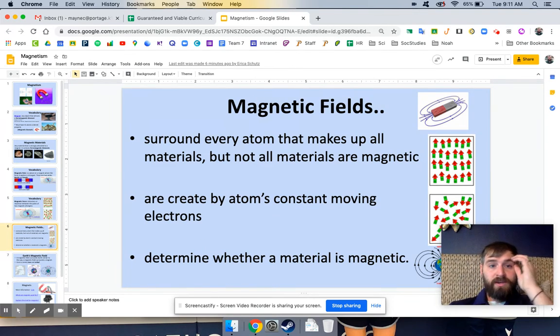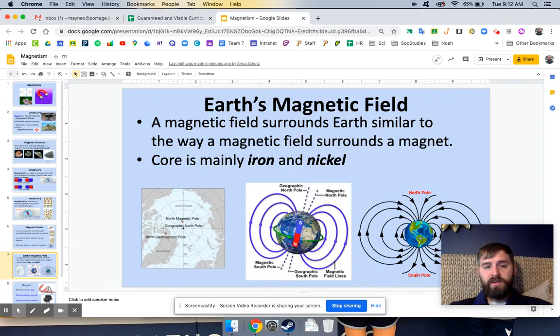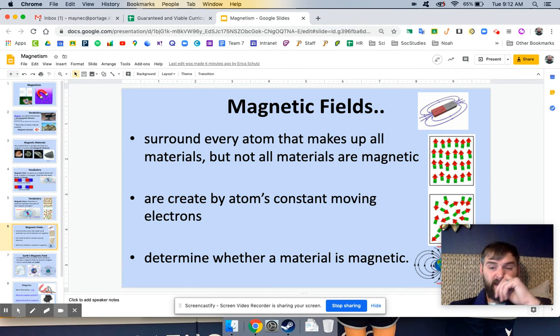Okay, and so magnetic fields surround every atom that makes up all materials, but not all materials are magnetic. So within everything there is this magnetic field. However, not everything has a strong magnetic field. They are created by atoms constantly moving electrons, just like with electricity, when you had the electrons moving in a circuit. Very similar as far as magnets, having the electrons constantly moving. And then they determine whether a material is magnetic or not magnetic.